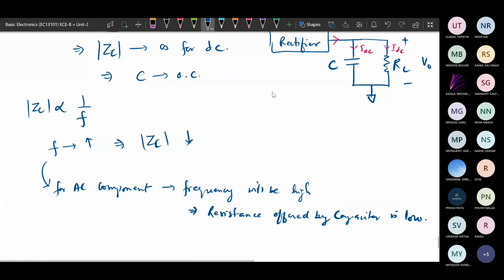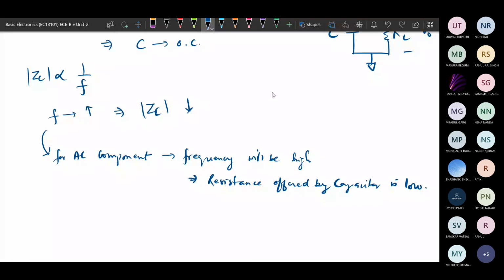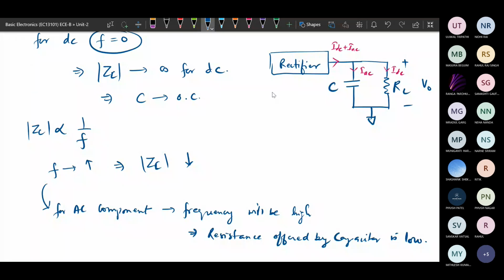The basic principle of current flow is that whenever a current is flowing, it will flow through the path of minimum resistance. So if we have an AC component as well as a DC component, the AC component obtains a very low resistance path through the capacitor circuit. Whatever the low resistance path is, that will be followed for the current flow. So for the AC component, the capacitor provides a very low resistance path.